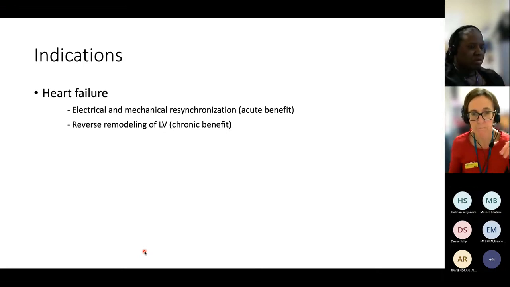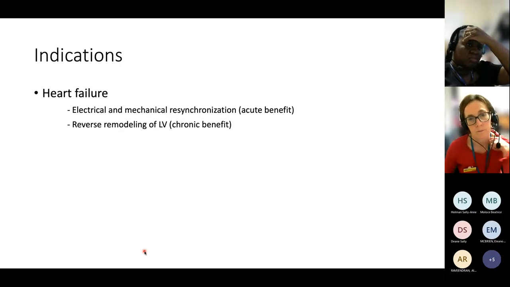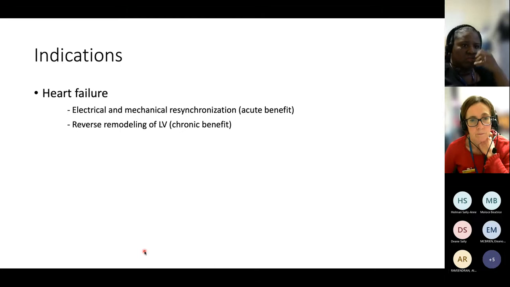It has an acute improvement. So if you have a dyssynchronous ventricle, generally your septum contracts before your lateral wall. And that means that the heart, rather than contracting with both walls against each other, just wobbles from side to side, which has a far worse cardiac output. So there's an acute benefit to the electrical and subsequent mechanical resynchronization that CRT gives.